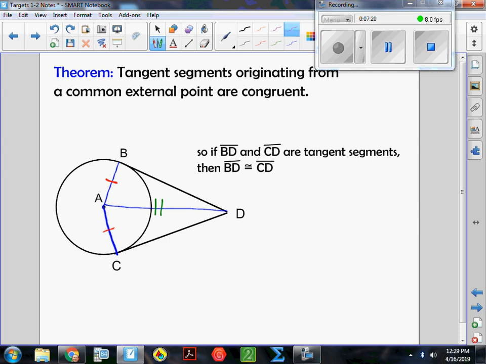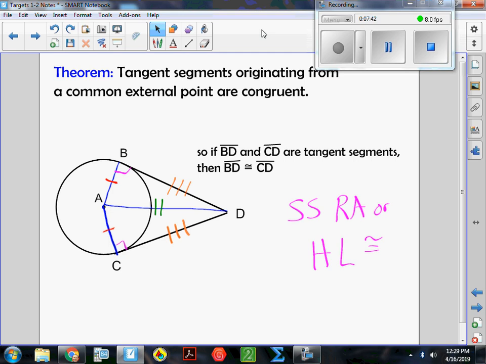And we just learned that a radius and a tangent have to be perpendicular. So we have side, side, right angle, or hypotenuse leg congruence. With hypotenuse leg, for two right triangles, the hypotenuse and a leg of one triangle are congruent to those of the other. Now that the triangles are congruent, we can say that their corresponding parts are congruent. So that's a brief summary of Target 2 for Unit 12.